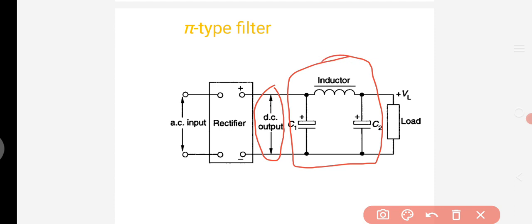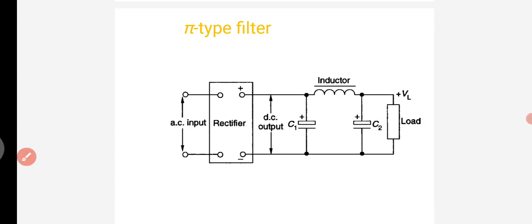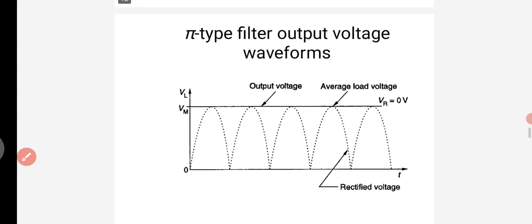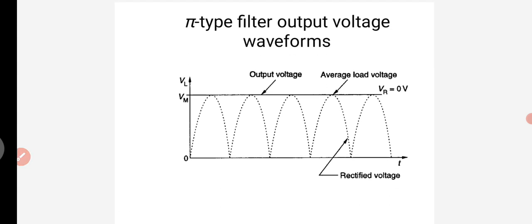That means here C1, C2 and L. The DC output is given as input to the filter circuit. Here the filter type is the CLC filter. Across this filter we are connecting the load. That means the pi-type filter with load connected. So now let us go to the pi-type filter output voltage waveforms.